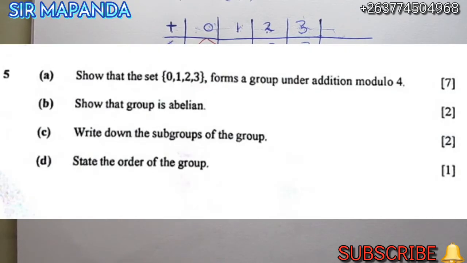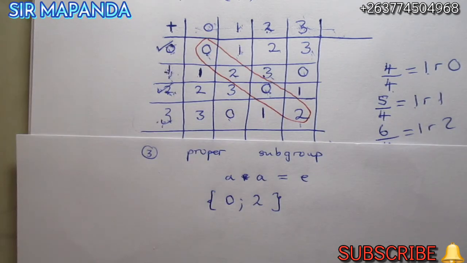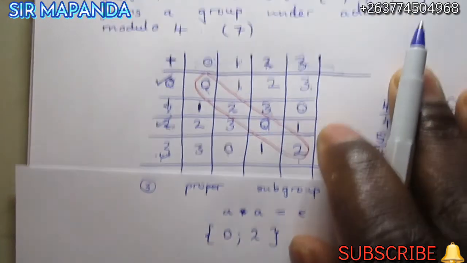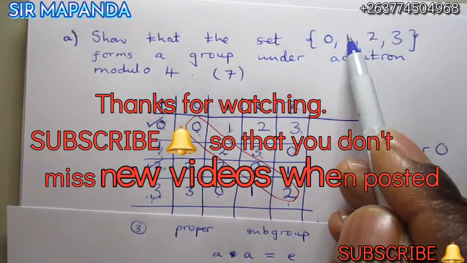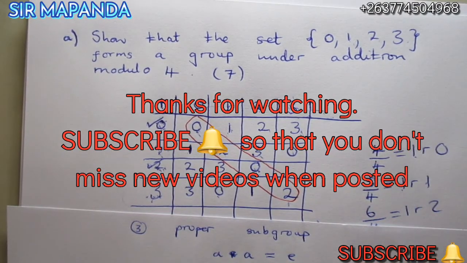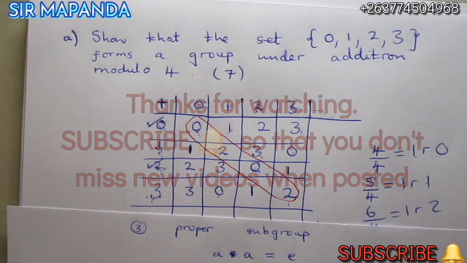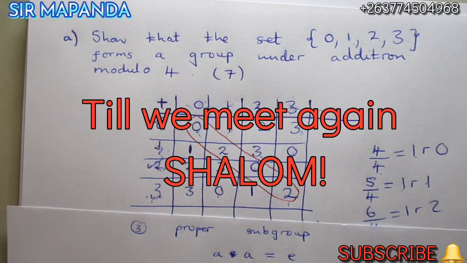Then we are now moving on to the last question. Part D, it reads, write down the order of the set. So the order of the set is simple. The order of the set is the number of elements inside that set. So remember, in the set we have 0, 1, 2, and 3. So the order is 4 because we have 4 terms in that set. I hope you are following, class.